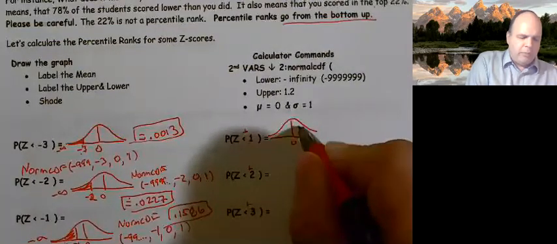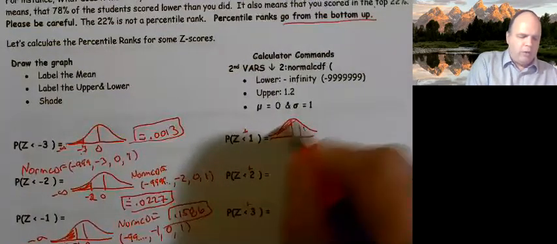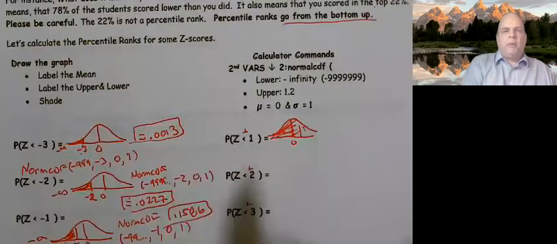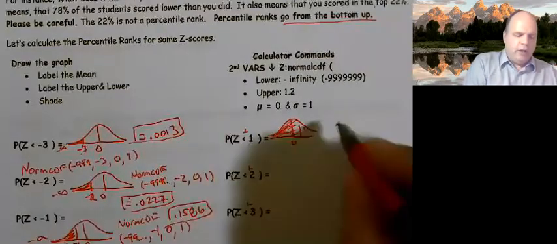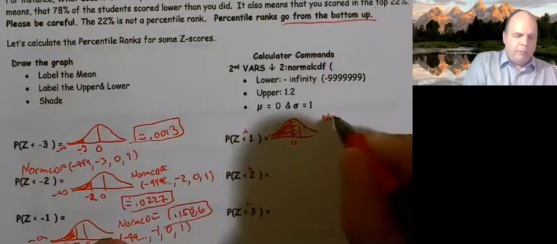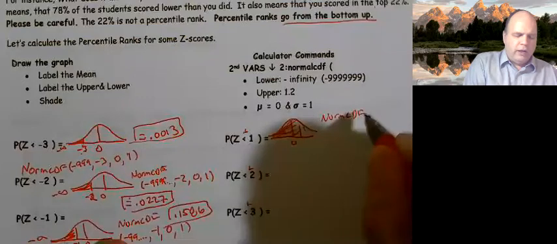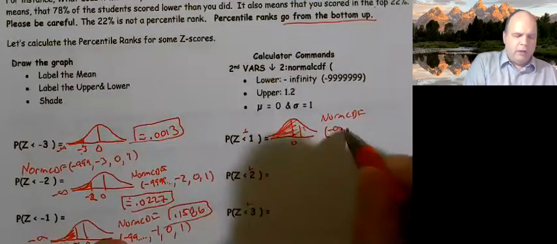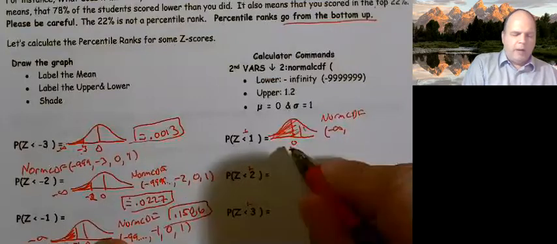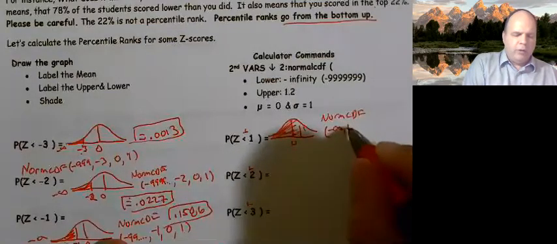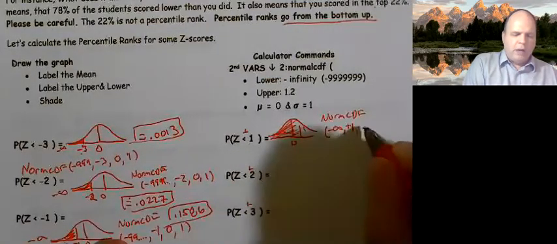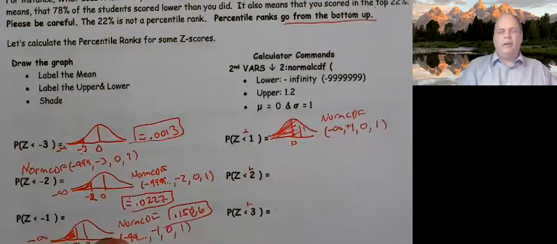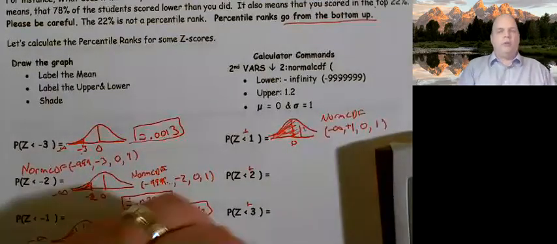This is 0, and I'm just putting the 1 there, and we always shade to the bottom. We always shade to negative infinity. So norm CDF, my lower bound is negative infinity. My upper bound, in this case, is positive 1. My mean is 0, and my standard deviation is 1. And by the way, for the standard normal, it's always going to be 0 and 1.